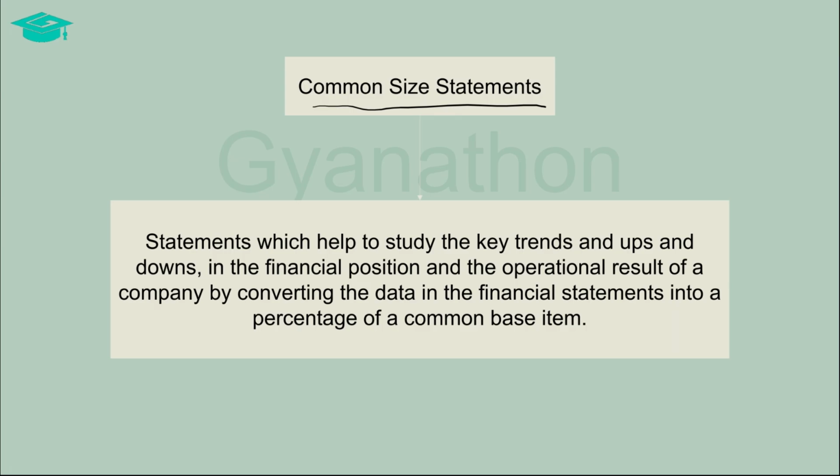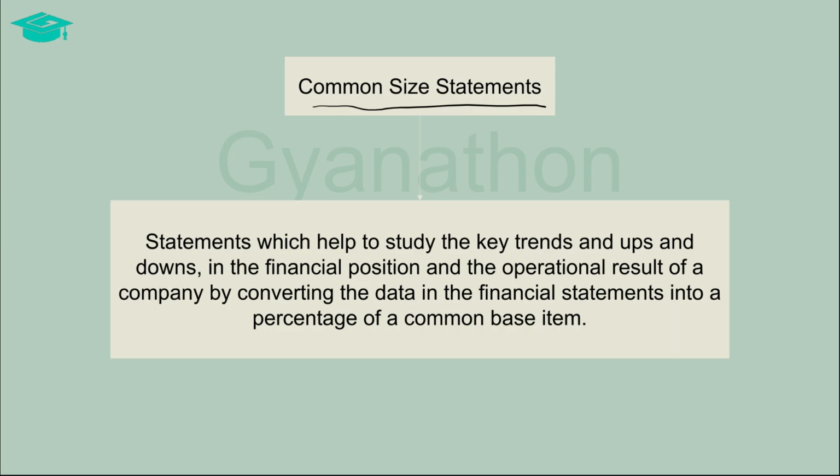Similarly, a common size statement of profit and loss may list items of expenditure as a percentage of net revenue from operations. Getting all the items as a percentage of one common base item helps to understand the key changes and trends in the financial position and the operational result of a company. Also, when the common size statements are prepared for successive periods, then changes in the percentages of particular items can be recorded for different periods of time.